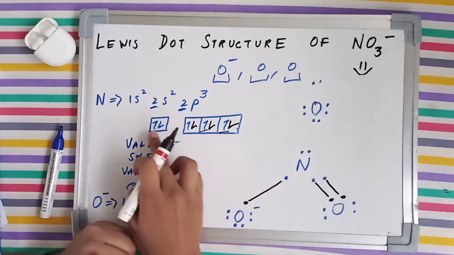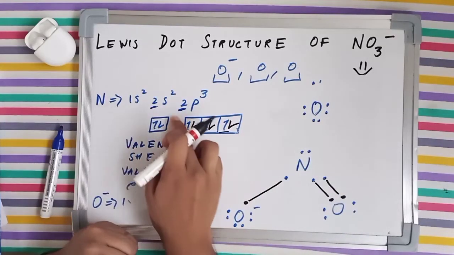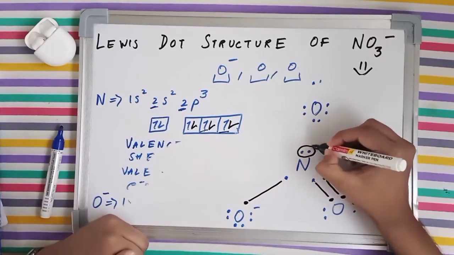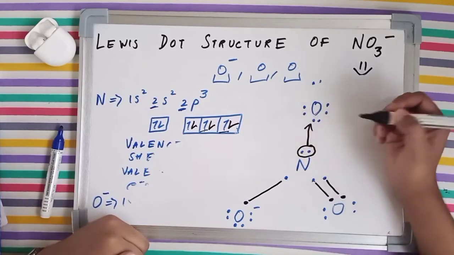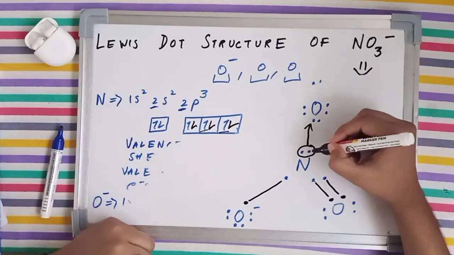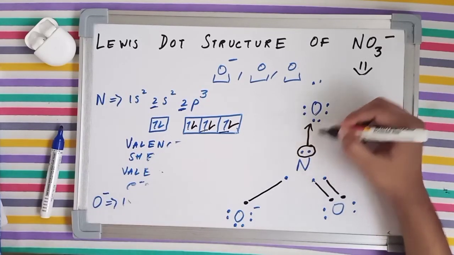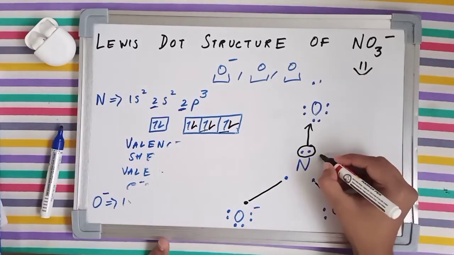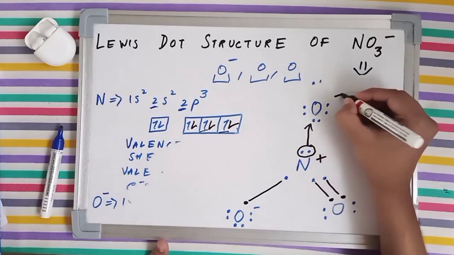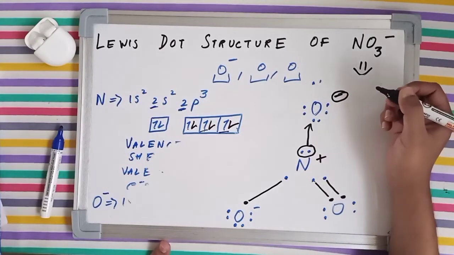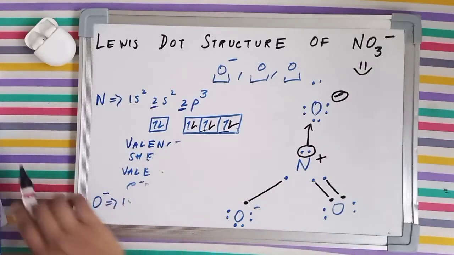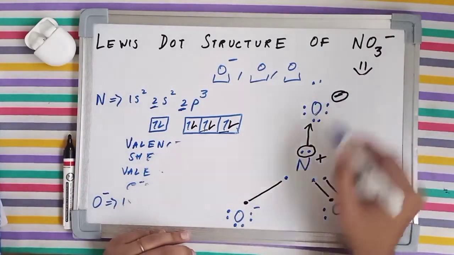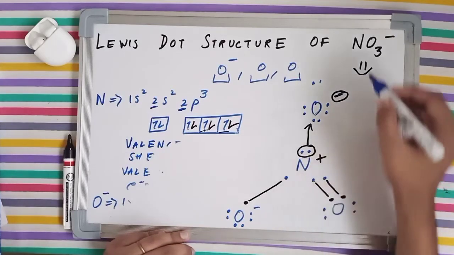So I said that nitrogen can make the fourth bond as a coordinate bond. So nitrogen will simply donate this lone pair to oxygen, and these 2 electrons will be accounted for both nitrogen and oxygen. So nitrogen, after donating its lone pair, will gain a negative charge, whereas oxygen will gain a positive charge.